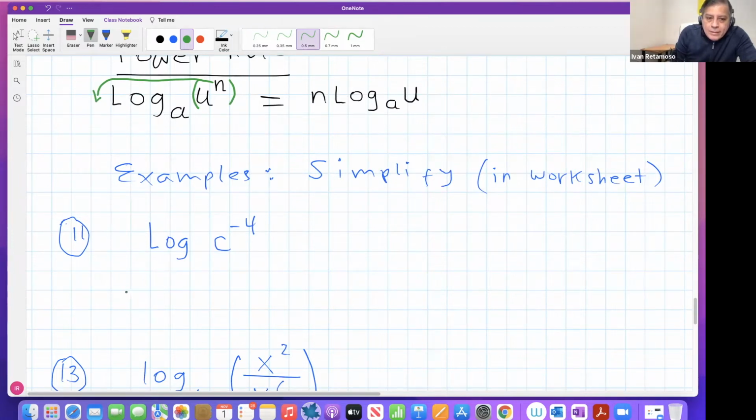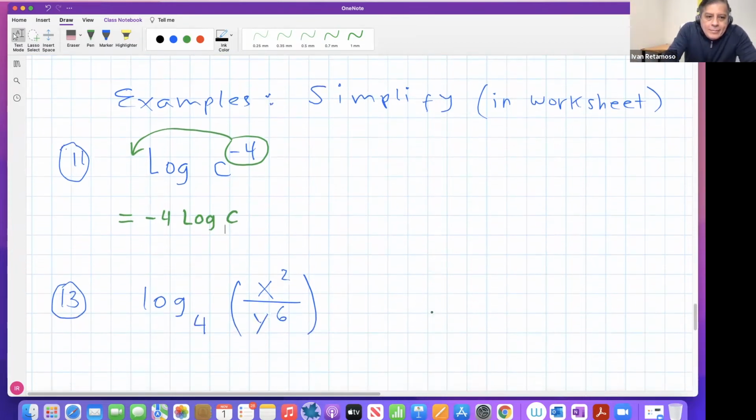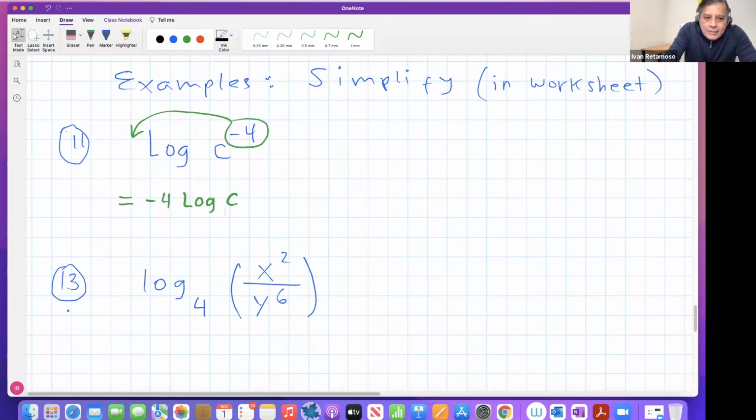So how do you simplify this? Well, I can use the power rule. Notice I have an exponent here. The power rule says that I can take the exponent and write it up front, in front of the log. So I will end up with this. Follow, guys? Great. Example 11, 13, because these are taken from the worksheet. You will find them there.